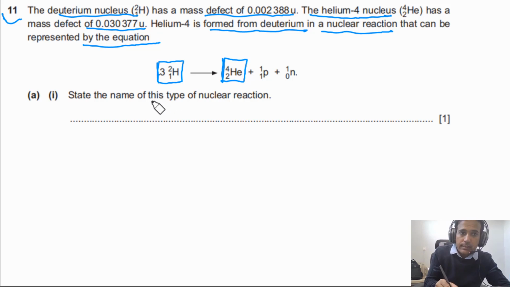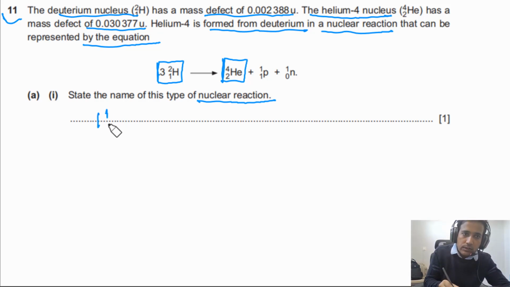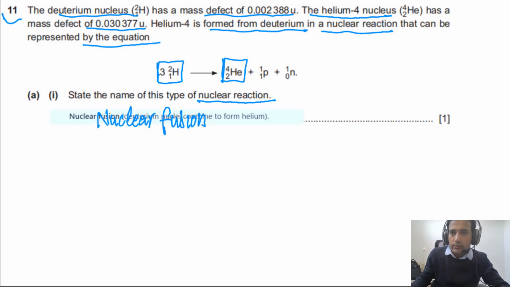Part A1 is asking us to state the name of this type of nuclear reaction. In this case, deuterium nuclei combine to form the helium nucleus. So this is simply nuclear fusion. You just need to write down nuclear fusion. But I have written a little bit in detail, so I will show you that detail as well, maybe you need it for your notes.